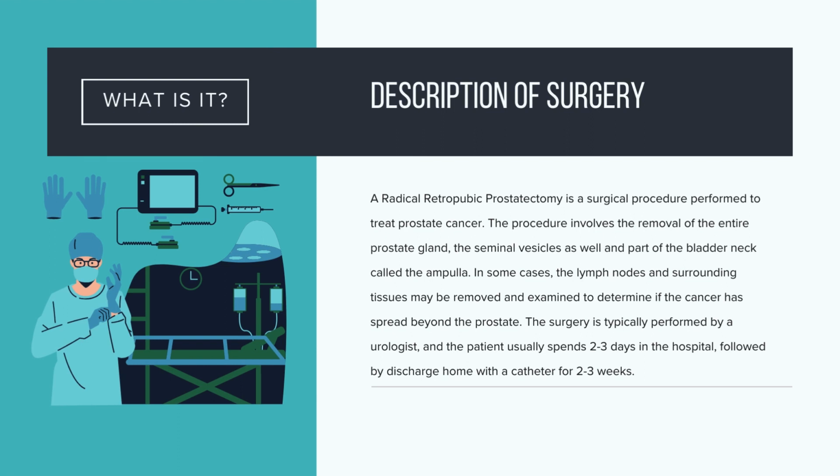A radical retropubic prostatectomy is a surgical procedure performed to treat prostate cancer. The procedure involves the removal of the entire prostate gland, the seminal vesicles, as well as part of the bladder neck called the ampulla. In some cases, the lymph nodes and surrounding tissues may be removed and examined to determine if the cancer has spread beyond the prostate.